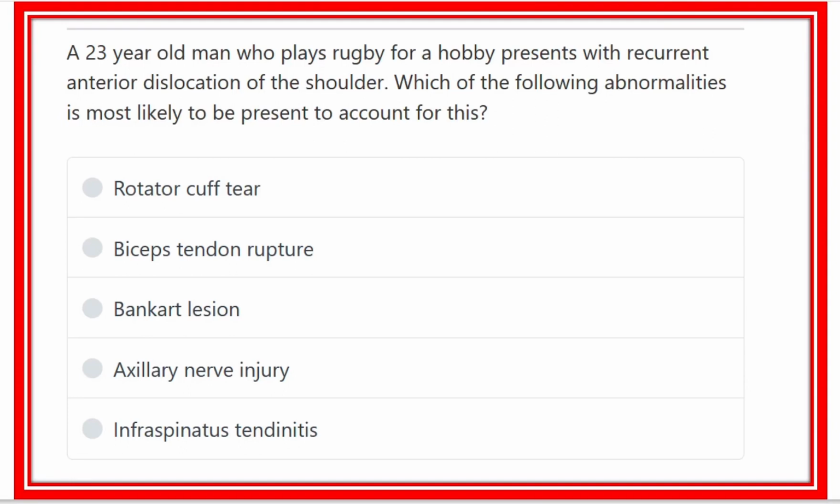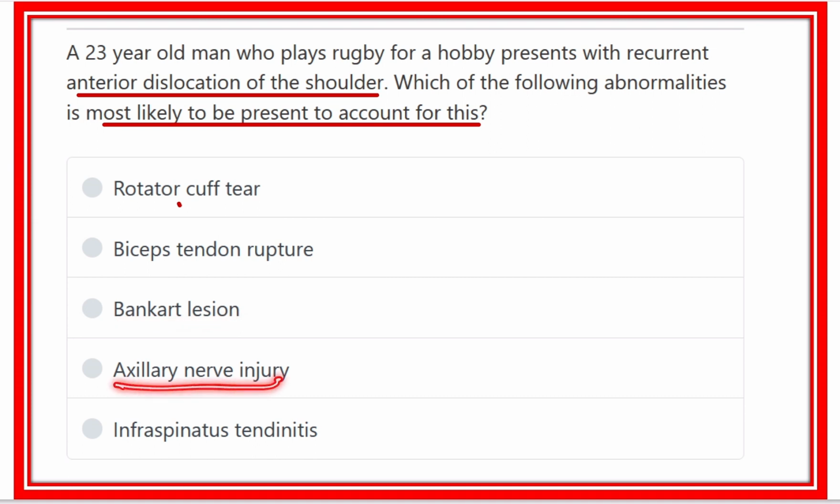A 23-year-old who plays rugby as a hobby presents with recurrent anterior dislocation of the shoulder. Which of the following abnormalities is most likely to be present? That means a person who frequently develops anterior dislocation of the shoulder. What is the cause? The options are rotator cuff tear, biceps tendon rupture, Bankart lesion, axillary nerve injury, infraspinatus tendinitis. So what may be the cause?